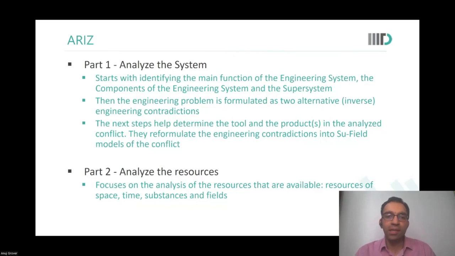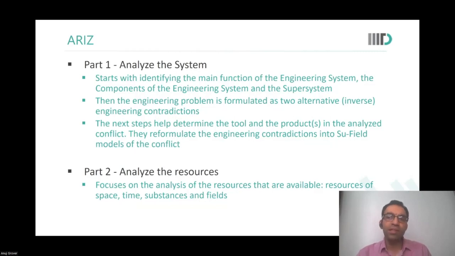So after we analyze the system, we have done the function model, and we've done all of that. We then look at analyzing the resources. And resources in terms of everything. See, until now when we are talking of resources, we're talking about system and super system components only. Now we talk of resources in terms of space and time also. So that when we arrive at a physical contradiction, we know which separation principle can be easily applied.